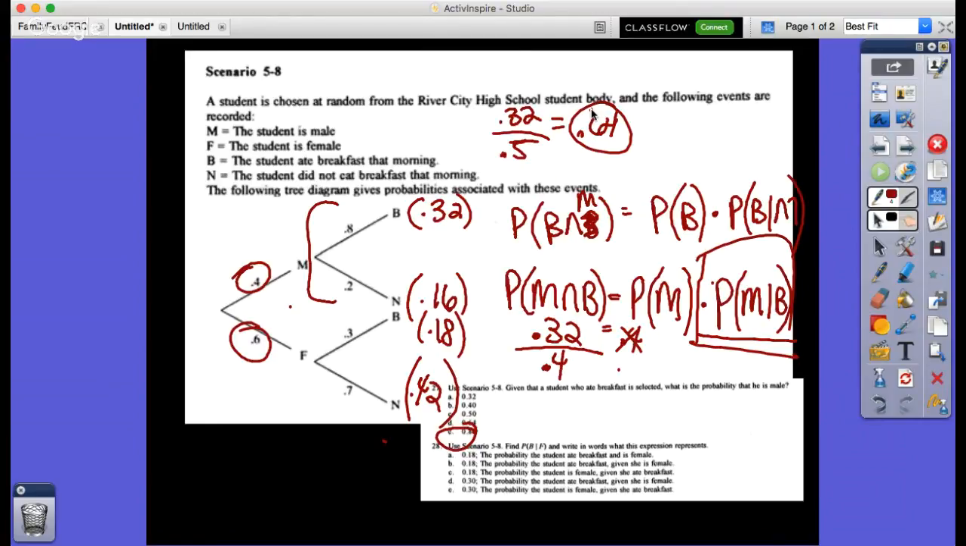Did I do that formula wrong? Because this should work. You know what I mean? Unless did I flip-flop what I, given that a student who ate breakfast is selected, what is the probability that he is male? Male and breakfast is 0.32. The probability that they are a male is... I see where y'all are coming from. Mine should be the same thing. You know what I mean? If I'm using the formula right, it should be the same thing. That's what's frustrating me.